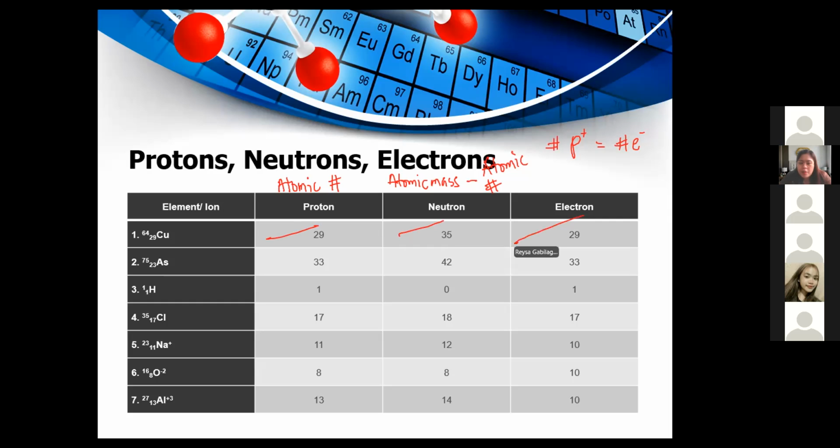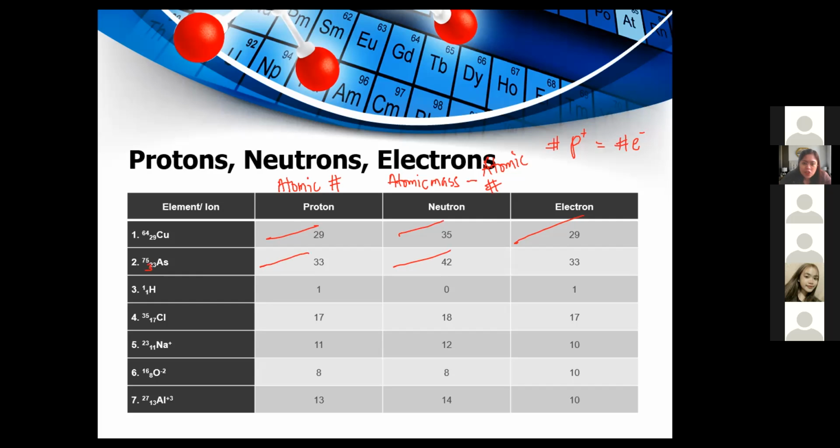So the same ang number of protons and electrons. So this is also correct. Next, for arsenic. So this is correct, 33. Mali lang yung nalagay sa activity ninyo. But when you look at the periodic table, the atomic number for arsenic is 33. Now for the neutrons, again, atomic mass 75 minus 33 is 42. That's the number of neutrons for arsenic.